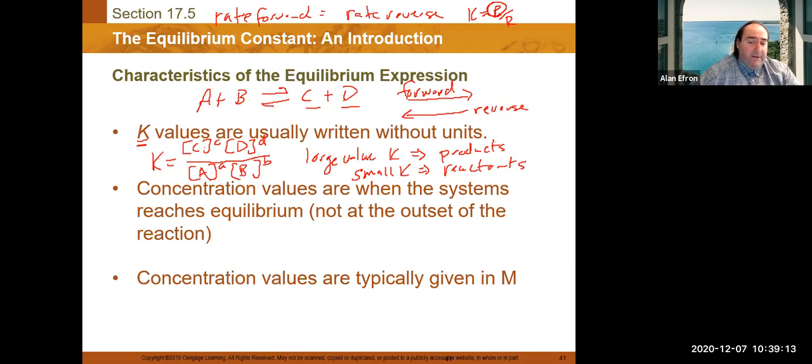What is a large value? So again, 1 is that very big number, and anything above 1 is considered a large value of K. Anything less than 1 is considered a small value of K.